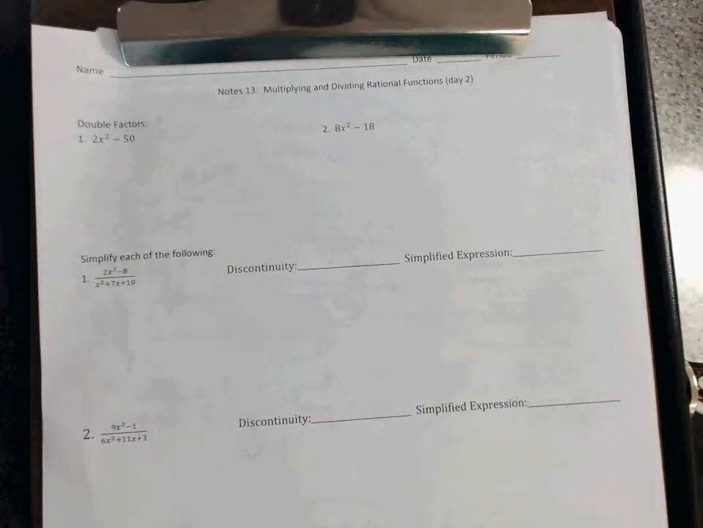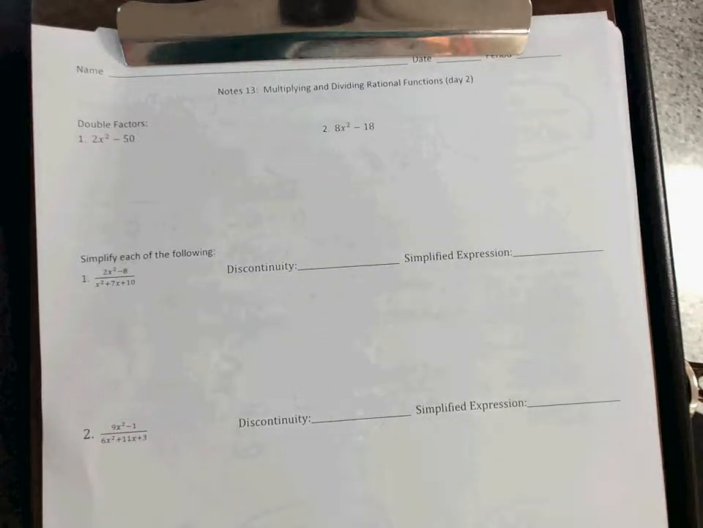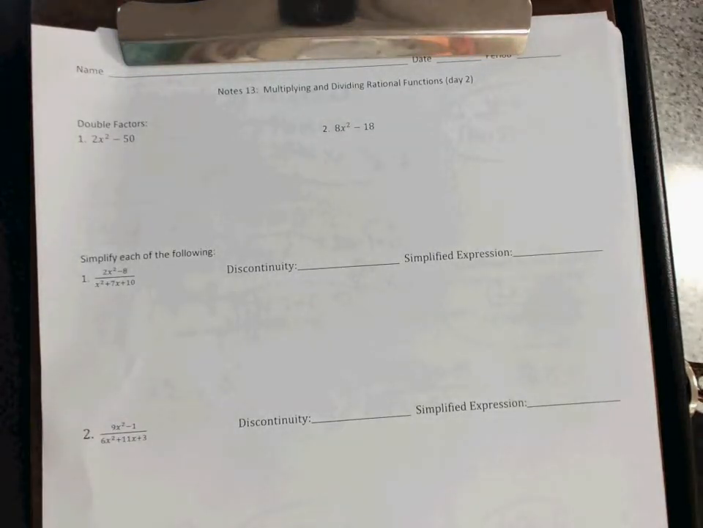We did multiplying and dividing. So the only difference from yesterday to today is that you're going to have what are called double factors. This is where instead of only doing GCF, only doing T-chart, or only doing perfect squares, you're going to have a mix of both in some of the corners. So for example, take a look at number 1.